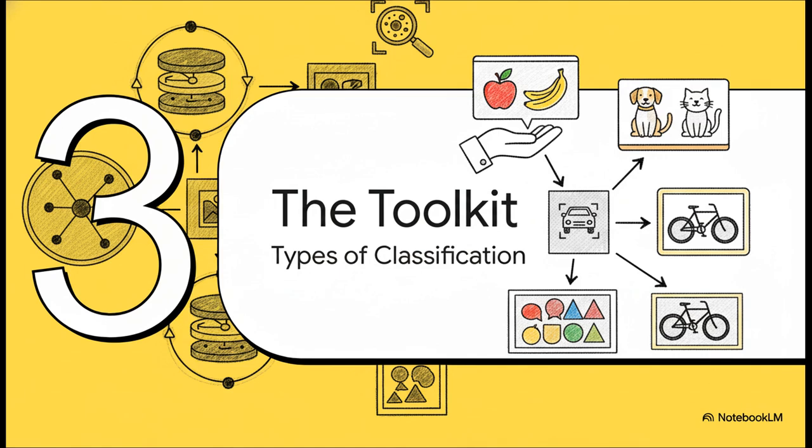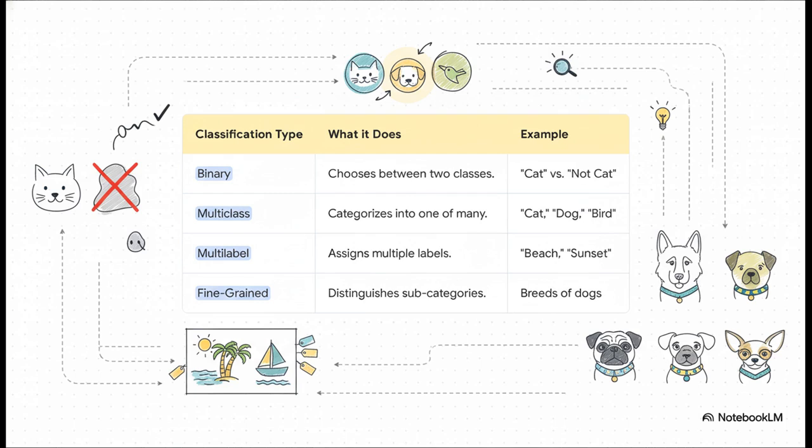Okay, so we know how the engine works. Now let's look at the different jobs it can do, because it's not just a one-trick pony. There's a whole toolkit of classification types. You've got your basic binary classification, which is a simple yes or no question: cat or not cat. Then there's multi-class, where the image has to be one of several options. Is it a cat, a dog, or a bird? Then it gets even cooler with multi-label, where one picture can have multiple tags, like beach, sunset, and palm tree. And finally, you have fine-grained classification, which gets super specific, like telling the difference between a cardinal and a blue jay.